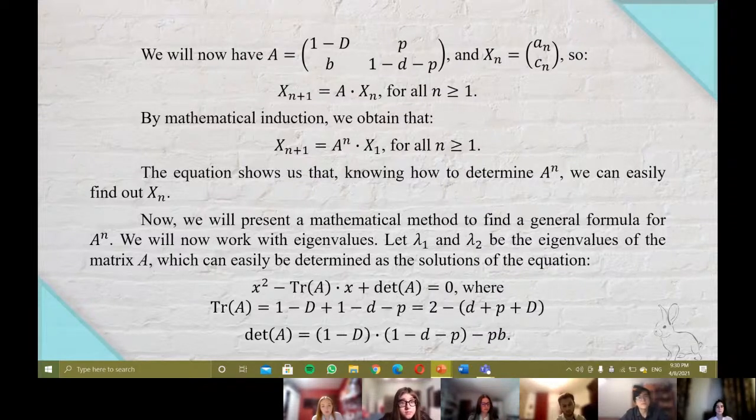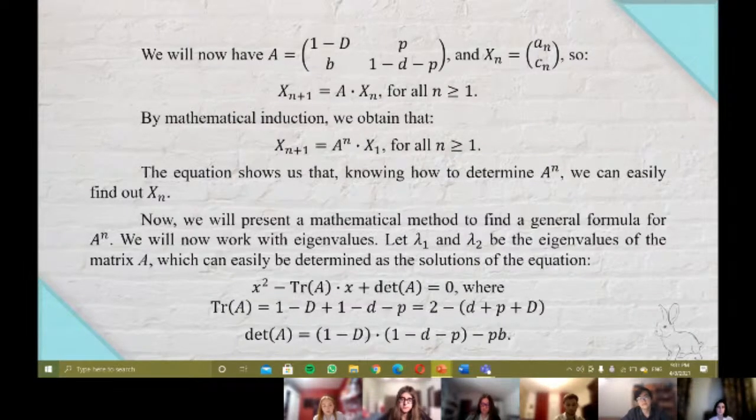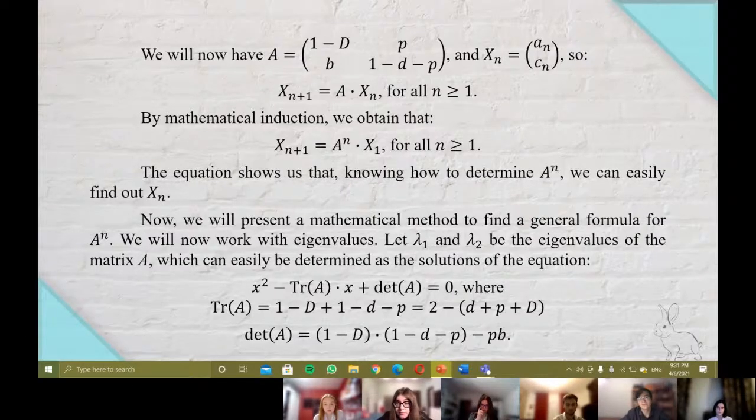Now, we will present a mathematical method to find the general formula for A to the power n. We will now work with eigenvalues. Let λ1 and λ2 be the eigenvalues of the matrix A, which can be easily determined as the solutions of the equation x squared minus trace A multiplied by x plus the determinant of A equals 0.